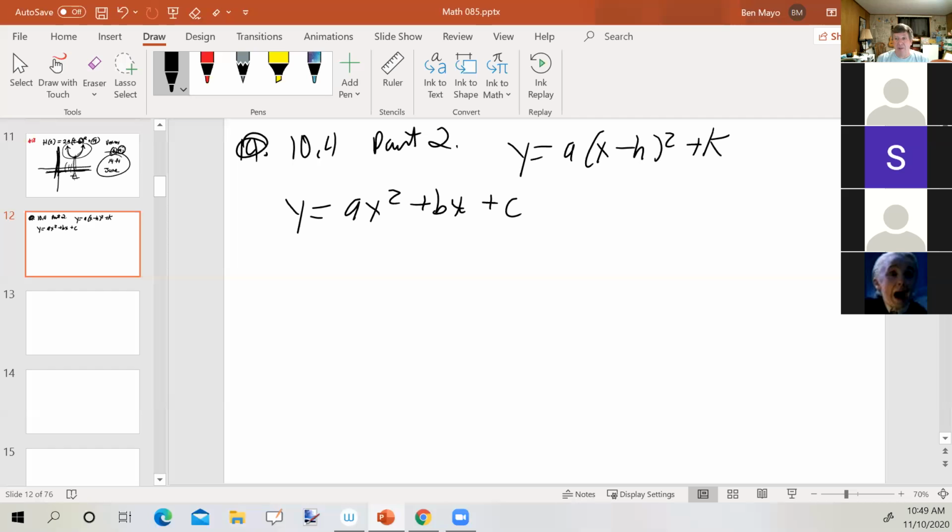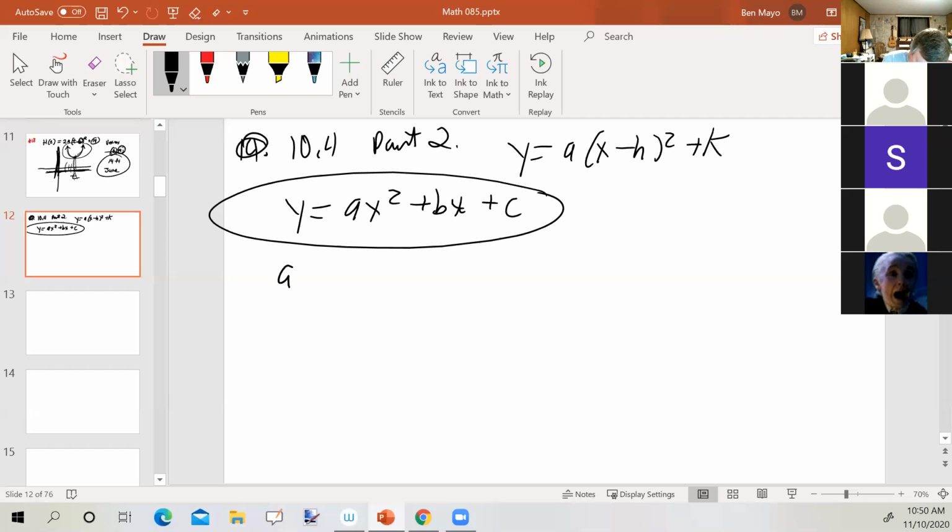In fact, that's the form you need it in, set equal to 0, when you're going to use the quadratic formula. When the equation is in this form, we don't use h and k. What we use is this. The axis of symmetry is at x equals negative b over 2a, using this a and this b.